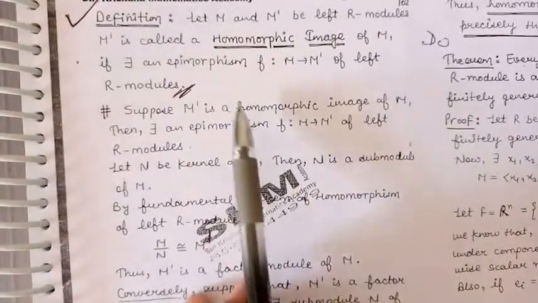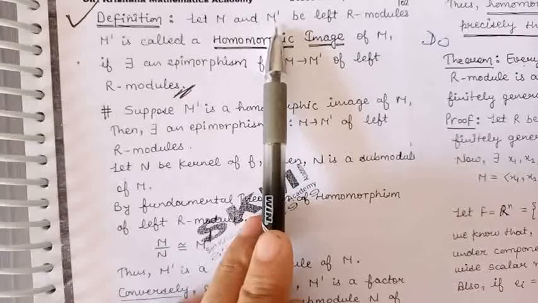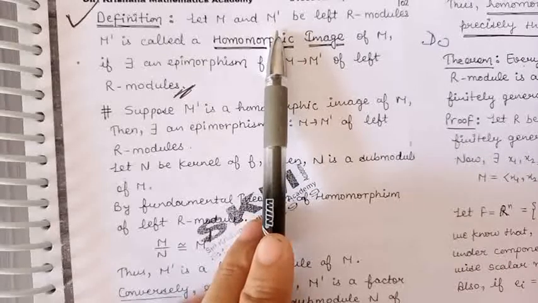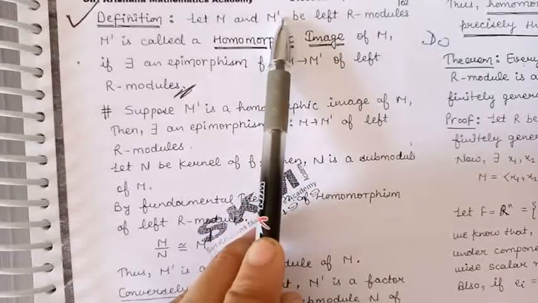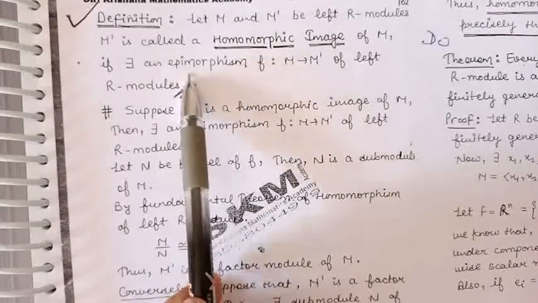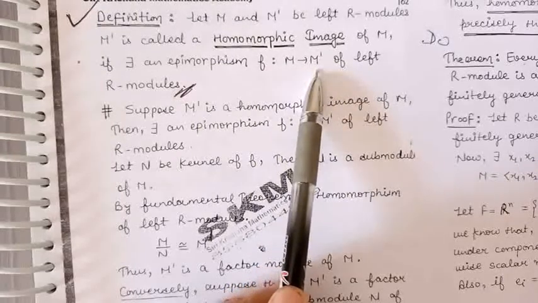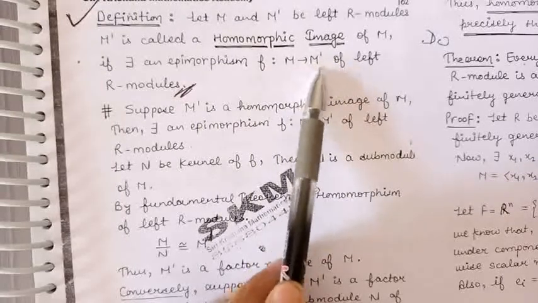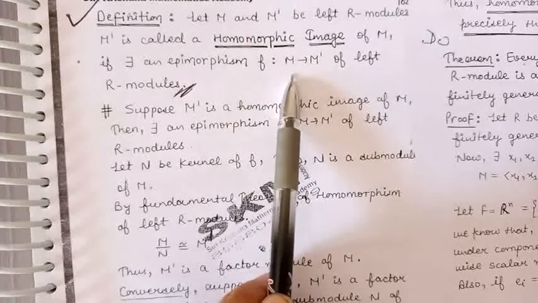Now, next we define the homomorphic image of a module. Let us take two modules M and M dash over a ring R. Then we say that the module M dash is a homomorphic image of module M if there exists an onto homomorphism F from M into M dash. This M dash is then the homomorphic image of M.